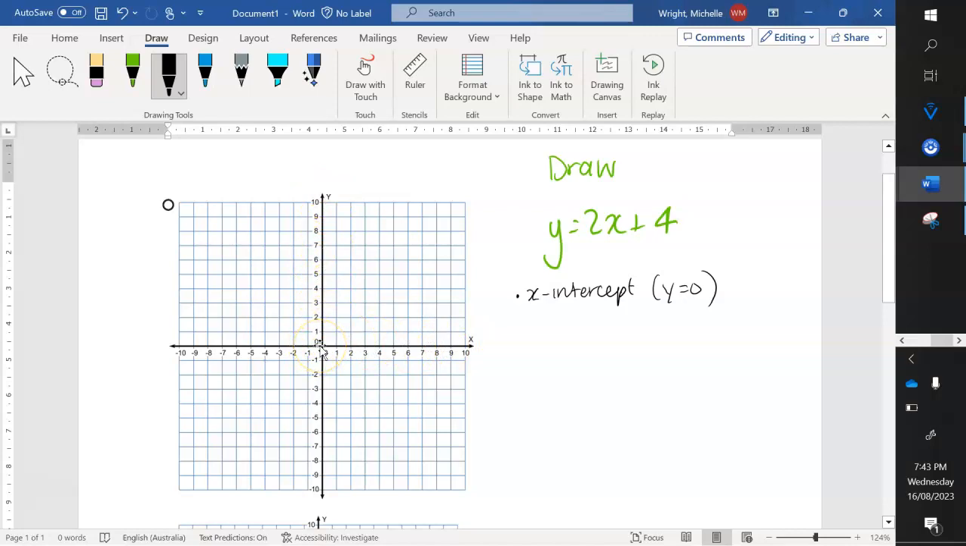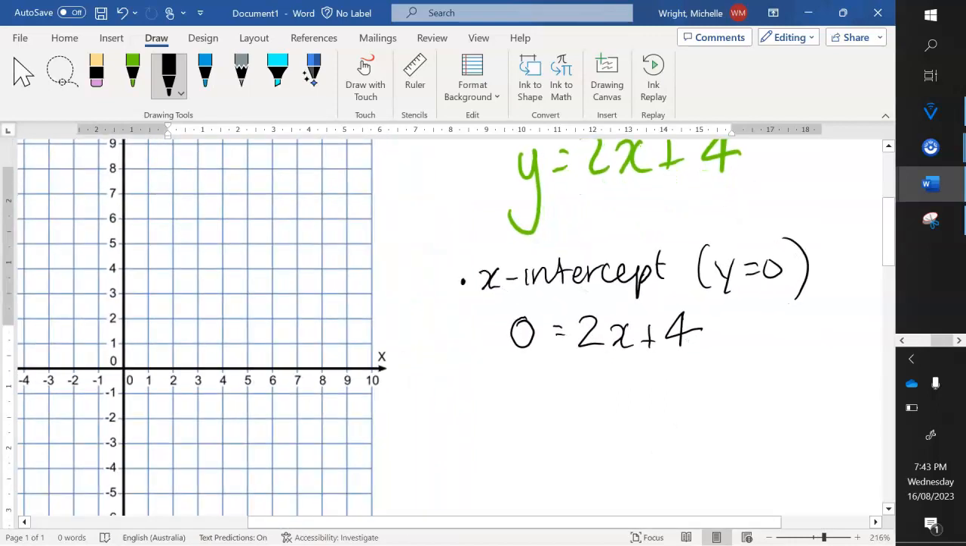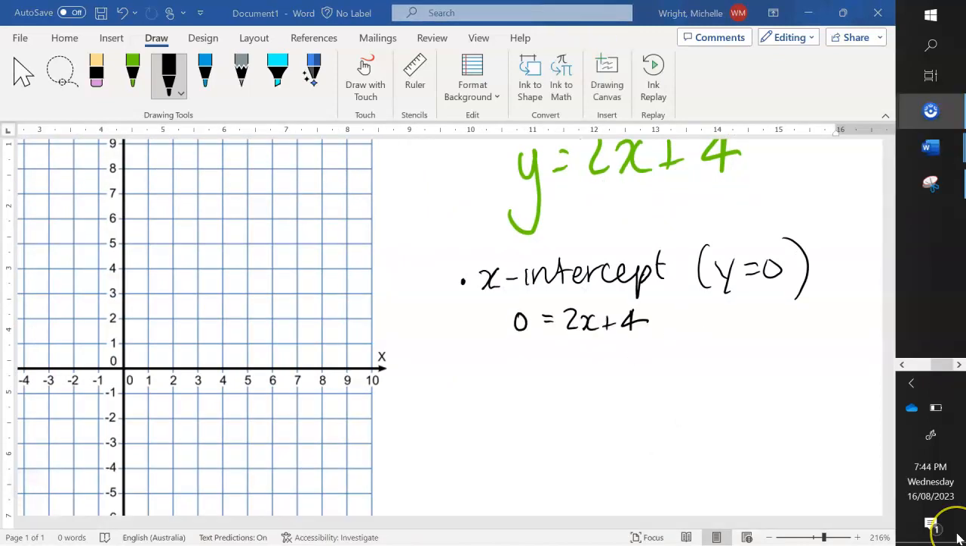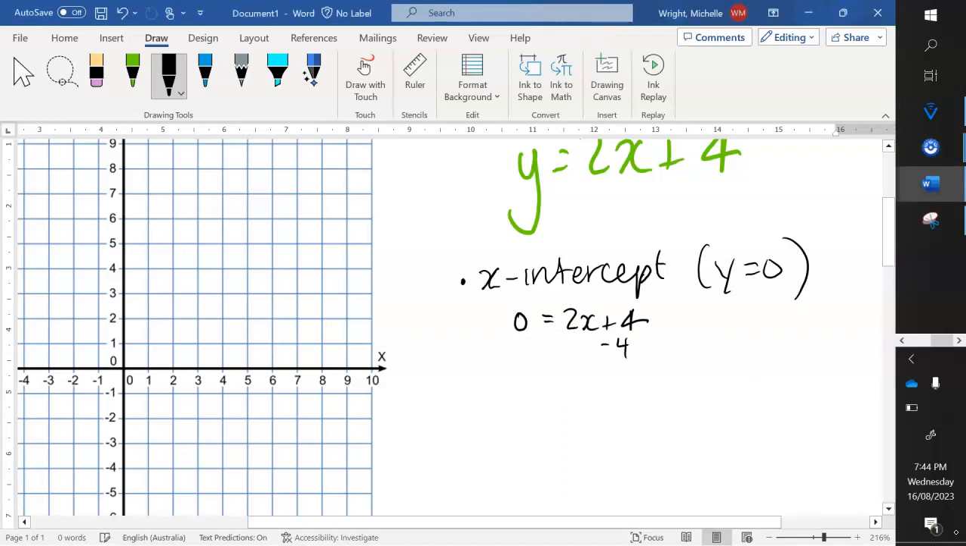So what we can do is substitute y equals 0 into this equation to find our x value where y is 0. So let's pop 0 on the left-hand side. So I get 0 is equal to 2x plus 4. And now I need to use my algebra skills to rearrange that. In rearranging that, my aim is to get x as a value. So I need to first of all go minus 4 and minus 4. So I'll have minus 4 on the left is equal to 2x plus 4, and minus 4 disappear.